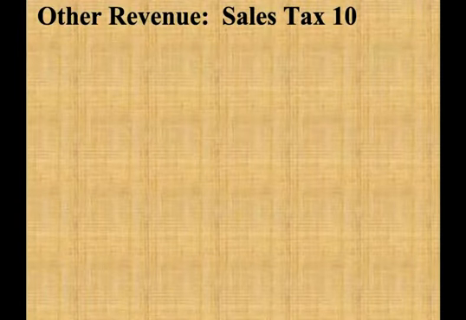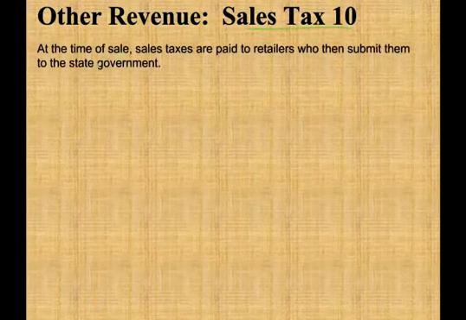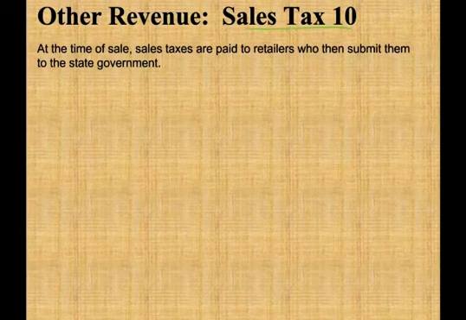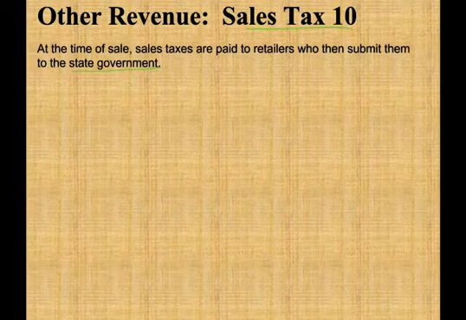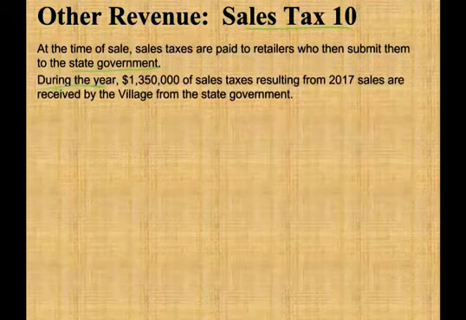Now, is taxes the only revenue for the government? No, they could have other revenues such as sales tax. So at the time of sale in this jurisdiction, sales taxes are paid to the retailer, who submits them to the state government. So first the taxes go to the state government, then the state government sends the money to the village.